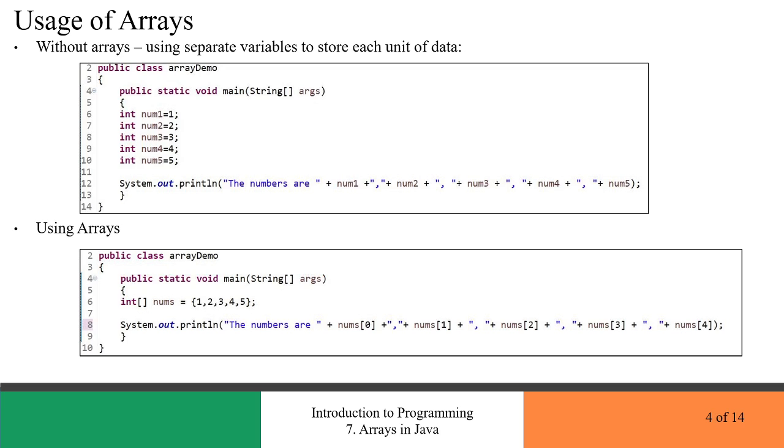We are creating a single array of name nums that stores the values of 5 numbers. This is followed by a line that displays the numbers on screen. You can see that using an array saves us a lot of lines of code and the creation of a number of variables. Here if you observe, as part of the print statement, we have used nums of 0, nums of 1, etc. Let us look at these in the following slide.